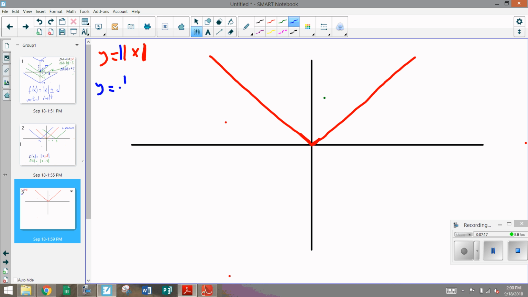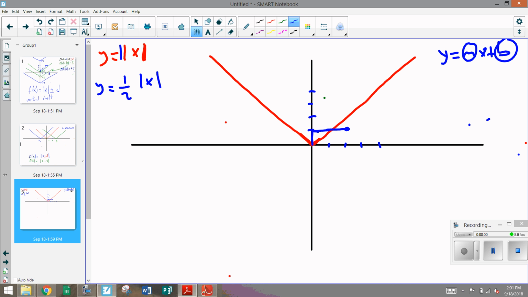y is equal to 1 over 2 times absolute value of x. Now, when you look over here, 1, 2, 3, 4, 1. Now, what is the slope? 1 over 2. y is equal to mx plus b, where m is slope, b is y-intercept, right? So slope is apparently 1 over 2. Rise 1 unit, run how many units? 2 units. 1 and 2.